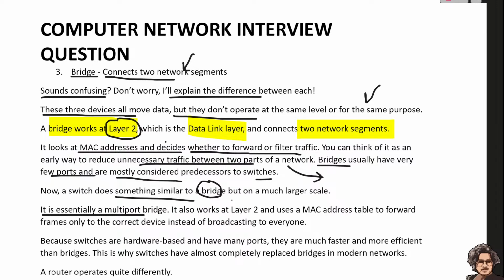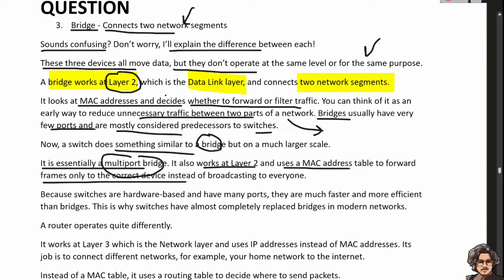A switch does something similar to a bridge but on a larger scale. It is essentially a multi-port bridge that works at layer 2 and uses a MAC address table to forward the frame only to the correct device instead of broadcasting to everyone. Switches are hardware-based, have many ports, and are much faster and more efficient than bridges, which is why they have almost completely replaced bridges in modern networks.